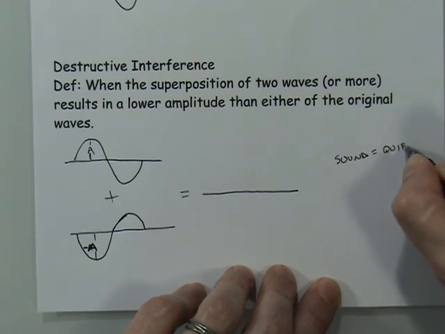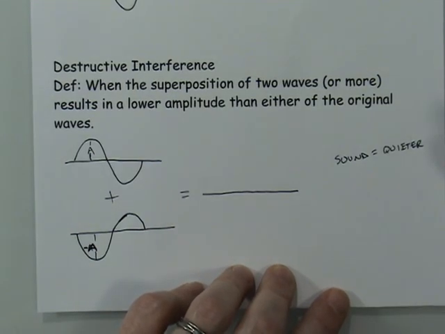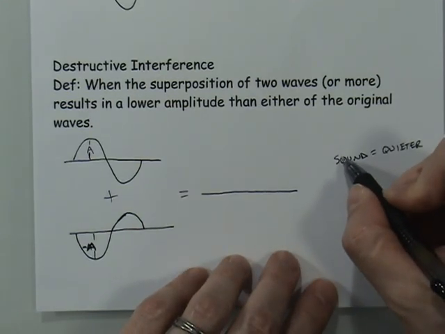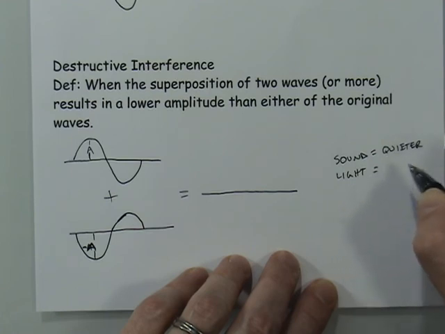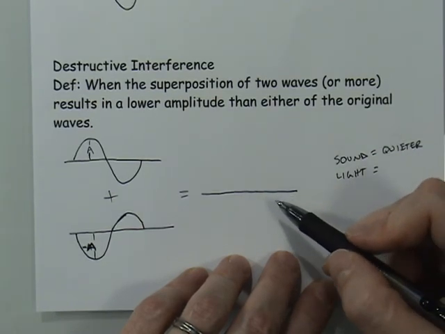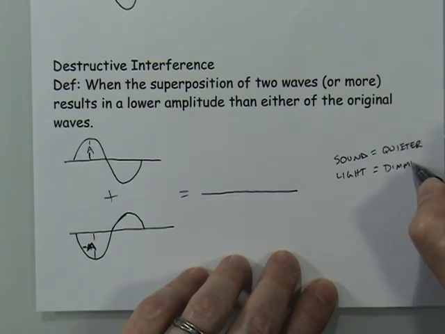But when you have destructive interference, you're going to hear that the sound is much quieter than it should be. The sound should be louder, but because the two waves are interfering with each other in a way that causes either complete or partial cancellation, we end up with a wave that is either much lower or doesn't exist at all. So for sound, that would be a much quieter sound, and for light, that would be a much dimmer light.